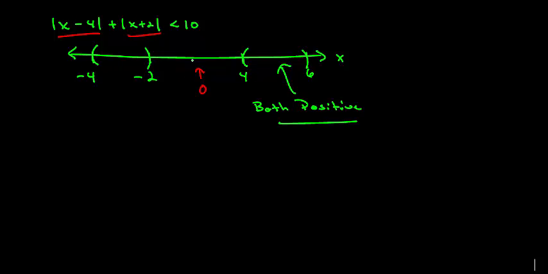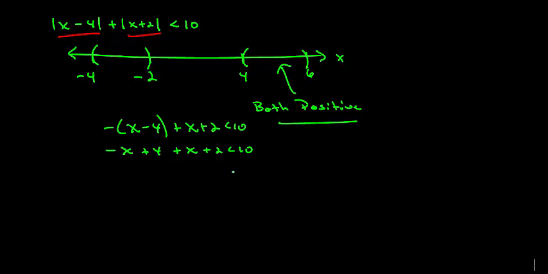So on this inside interval right here, this guy is equal to negative x minus 4, and this guy is equal to the positive version of it. So we can get rid of the absolute value signs here because this guy's positive, and when we get rid of the absolute value signs here because it's negative, we have to put the negative out front. So that's on this interval in between. So that'll be negative x plus 4 plus x plus 2 is less than 10. Now watch what happens here. Negative x plus x is 0. Plus 6 is less than 10. So 6 is less than 10.